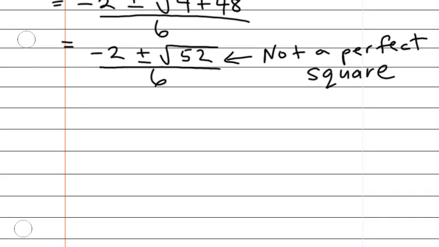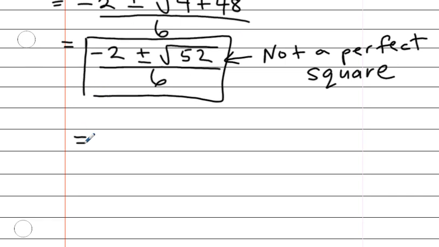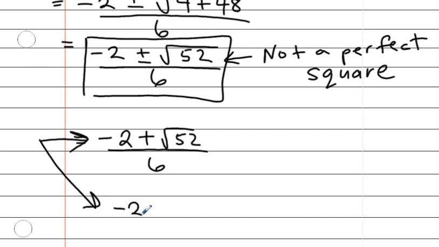So then what you can do for this one is, sometimes they want you to leave your answer like this. But sometimes you can actually get a decimal answer, but you're going to have to put that into the calculator. So again, if you were to put this in the calculator, I would put negative 2 plus the square root of 52 divided by 6. So that would be one answer. And then the other answer would be negative 2 minus the square root of 52 divided by 6.